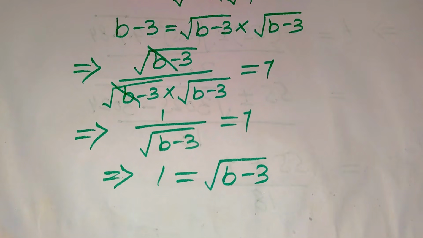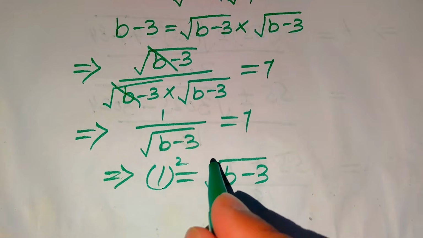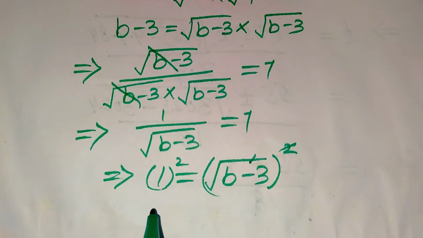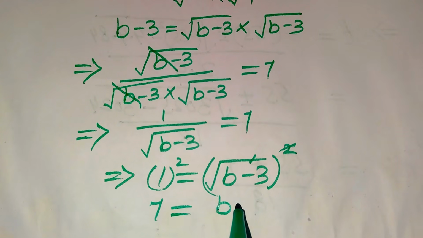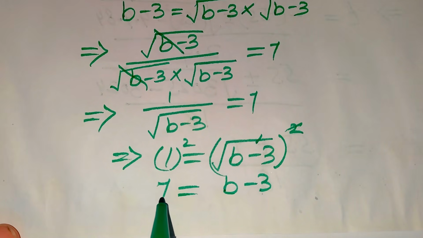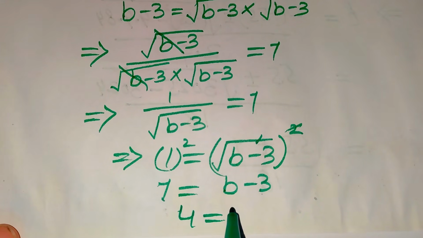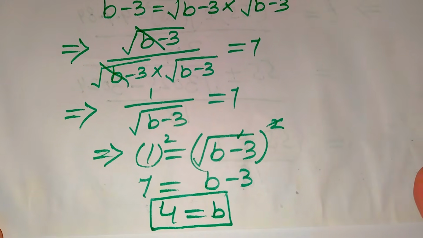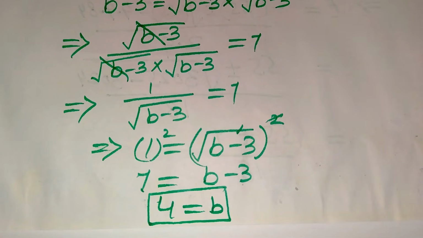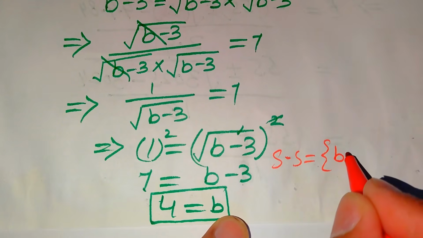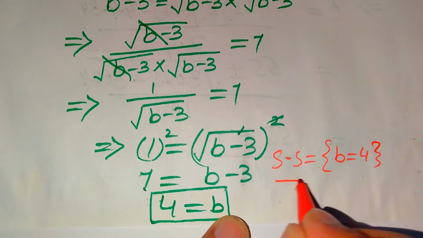And here our target is to find the values of b. So for this we apply squaring on both of the sides. When we apply squaring, the square and square root cancel, and 1 squared equals 1, and this is b minus 3. When we move minus 3 to the left hand side, it becomes 1 plus 3, which is 4, equals b. So in the second method, we get only one value of b, and that is equal to 4. And in the first method, we already verified that this value of b satisfies our given question statement. So finally, the solution set of this problem is b equals 4.